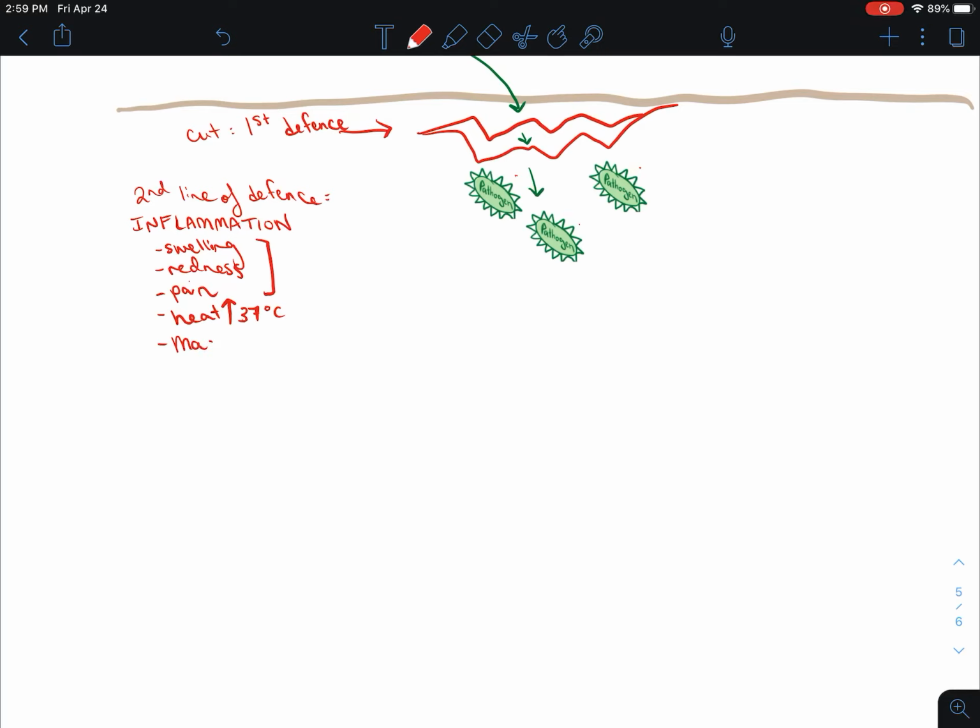The last thing, which is a bit more important for the rest of the stages, is the macrophages coming in here. This is the only real cell that is active in the second line of defense. This whole inflammation response, this is what we would call non-specific. Okay, so it's not going to be different if it's a virus, bacteria, fungus, or parasite. We're going to try all of these things first, because this can kill most of the things that will enter our body.